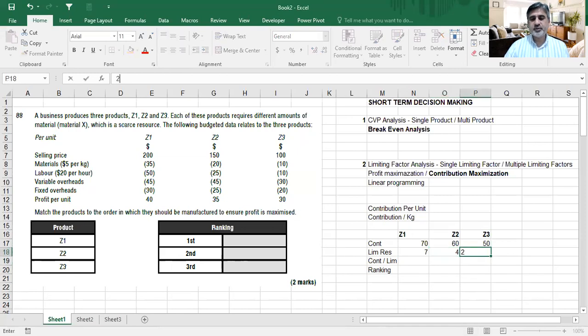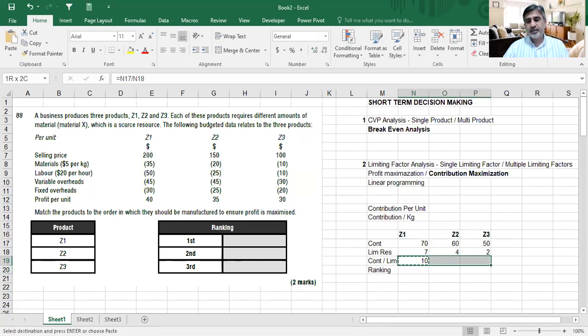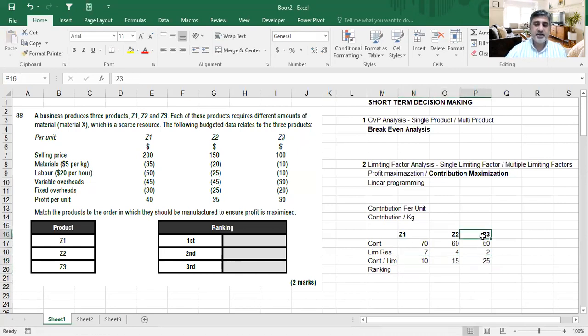4 and 2, right? 20 divided by 5 and then 10 divided by 5. And now you will find out your contribution per limiting factor. Now, if you see that this product Z3, which apparently was giving the minimum contribution, actually the contribution per kilogram is highest here. So this is your first choice.